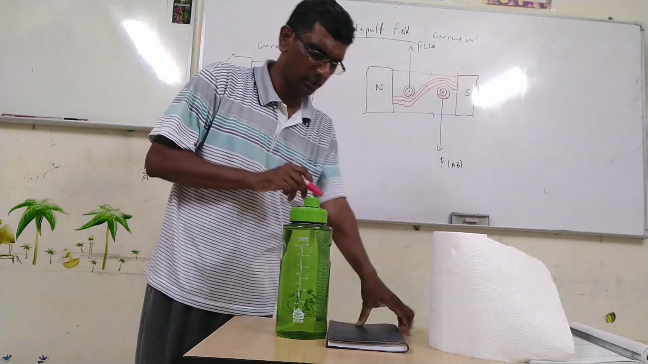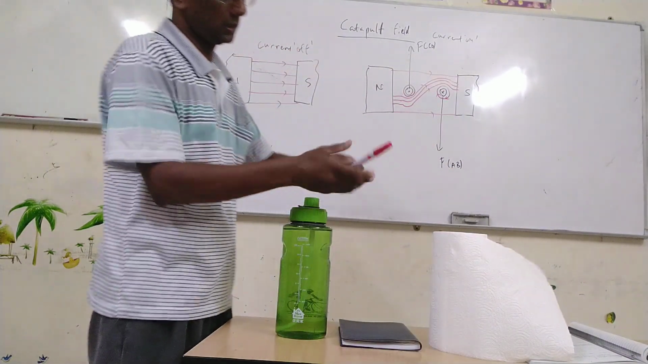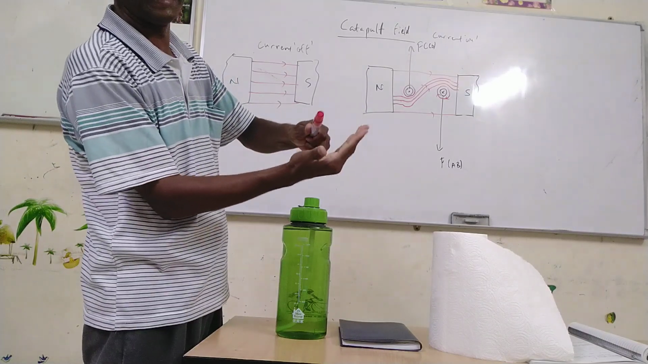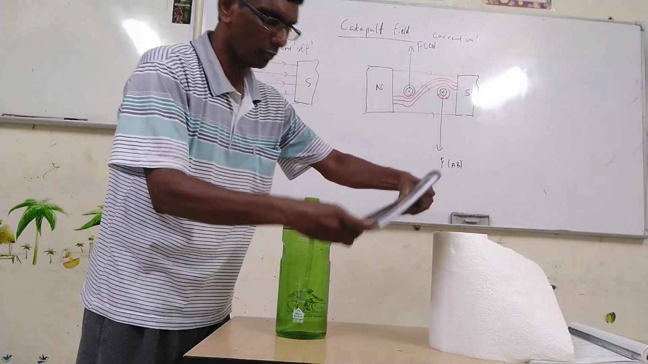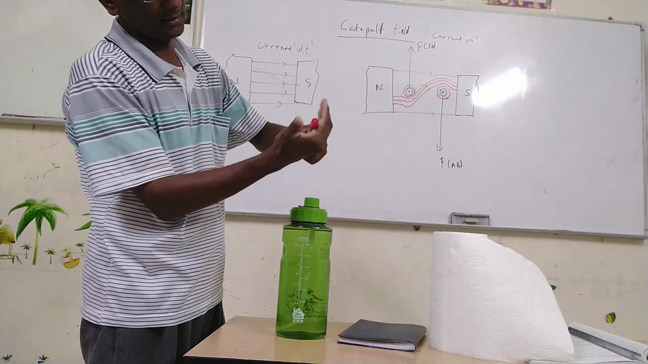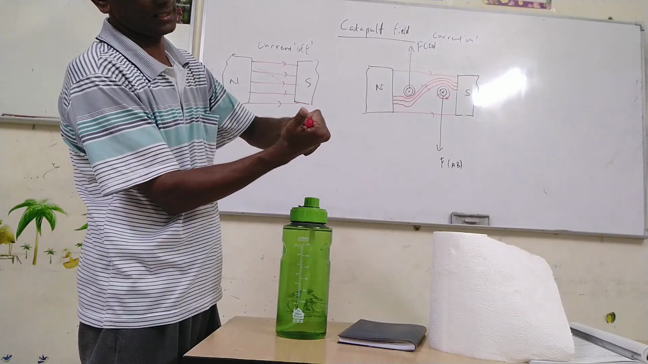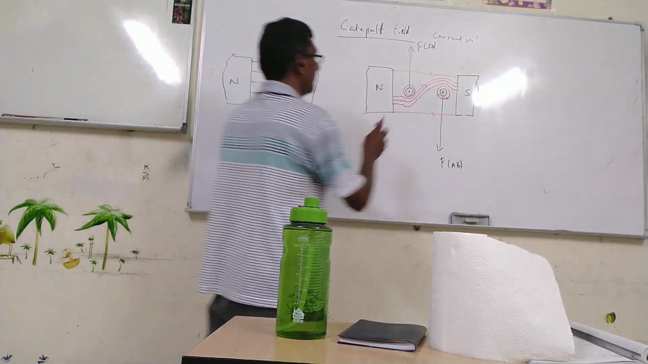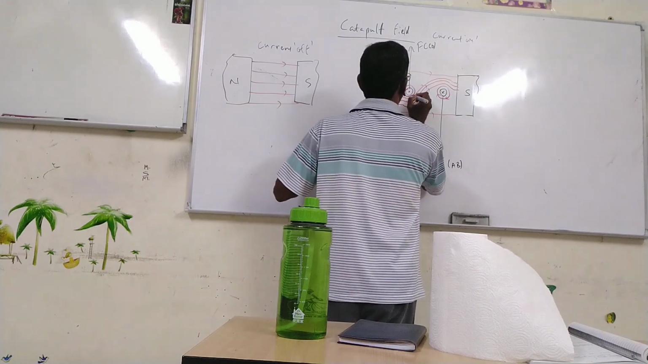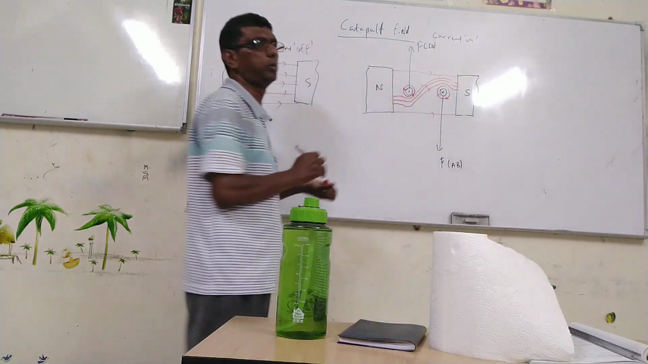And for current going out, wire CD, current going out this way, it is anti-clockwise. This is called the catapult field.